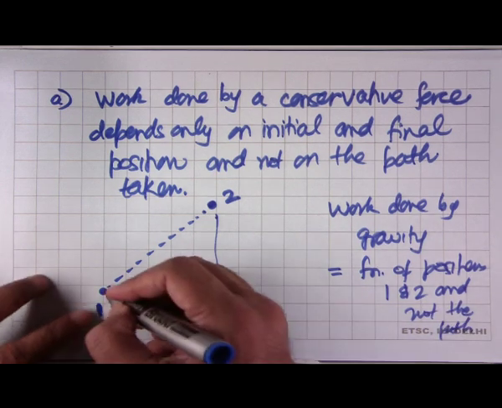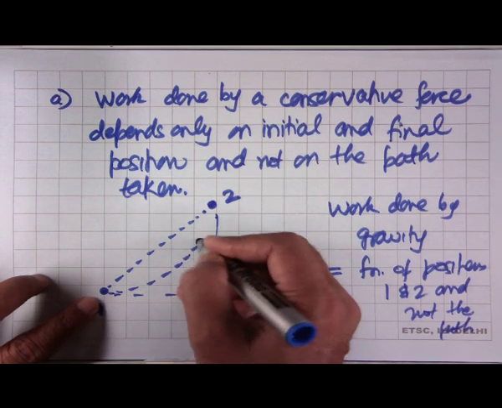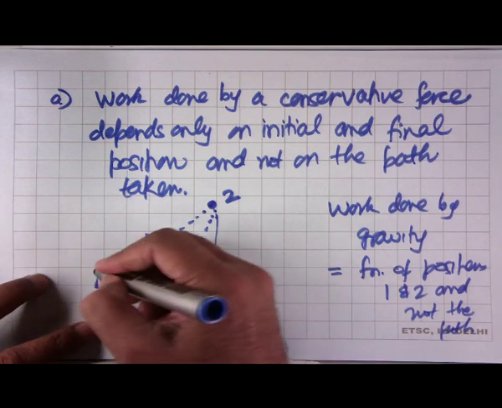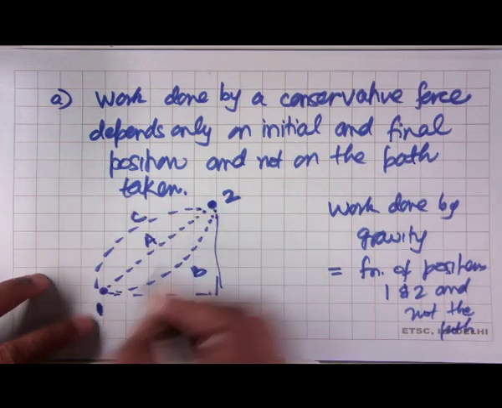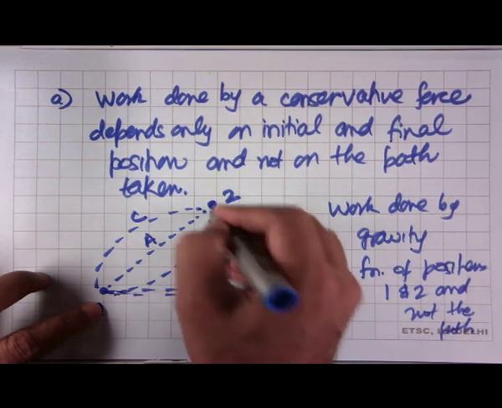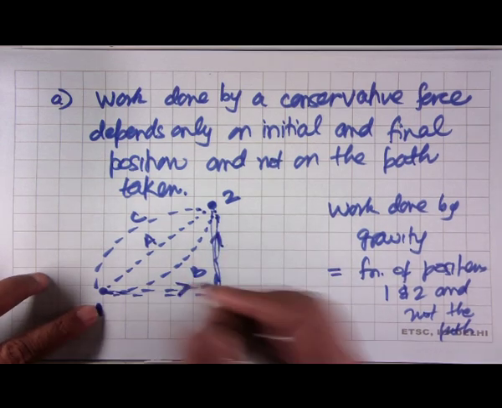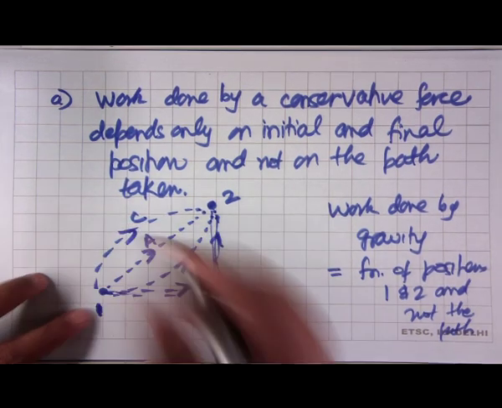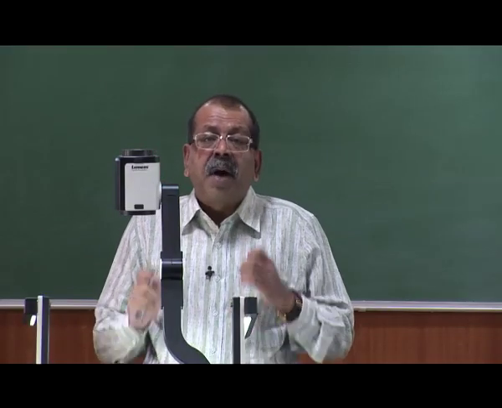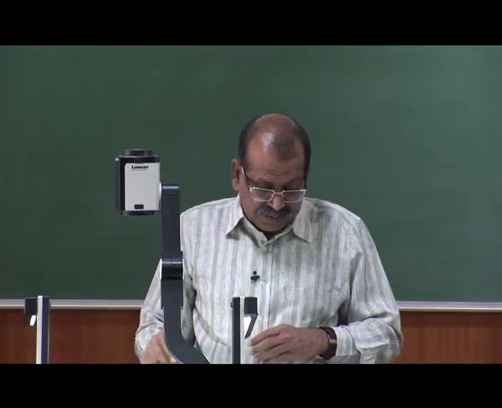And what we mean is, even if the particle moves along path A or path B or path C, or let us say it first travels horizontally, then it travels vertically up, any path which the particle takes, the work done by a conservative force will be the same irrespective of the path which the particle takes.